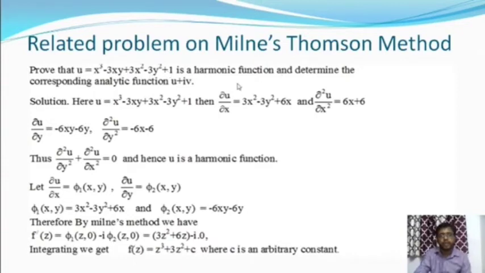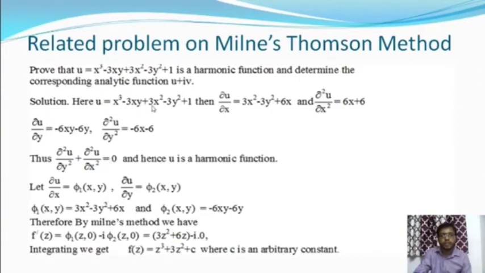Next we are going to find the analytic function u plus iv, that is f of z, without finding the function v. So u is equal to x cubed minus 3xy squared plus 3x squared minus 3y squared plus 1. If del 2u del x squared plus del 2u del y squared is equal to 0, then we will say this function is a harmonic function.